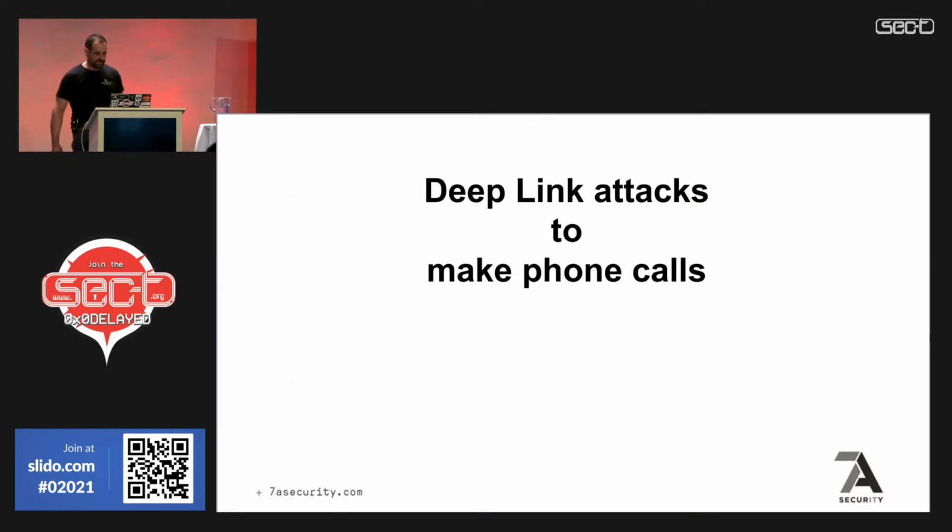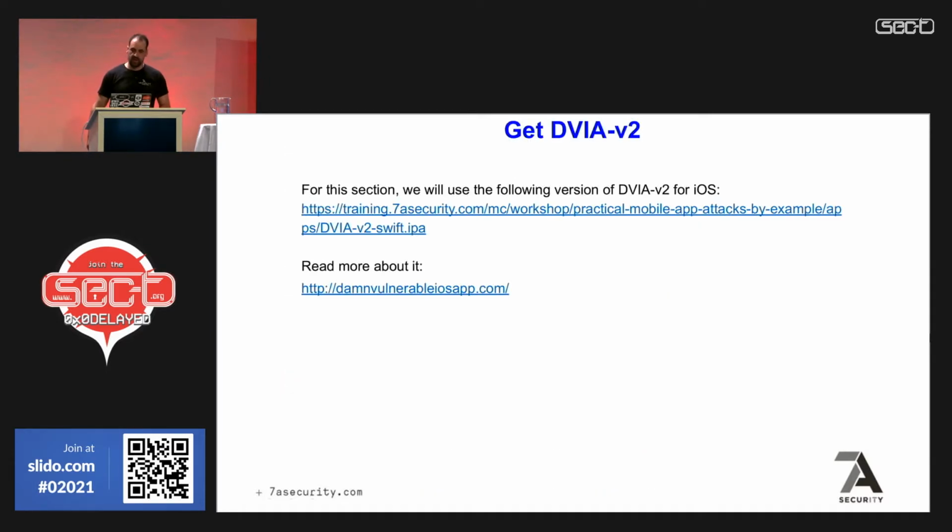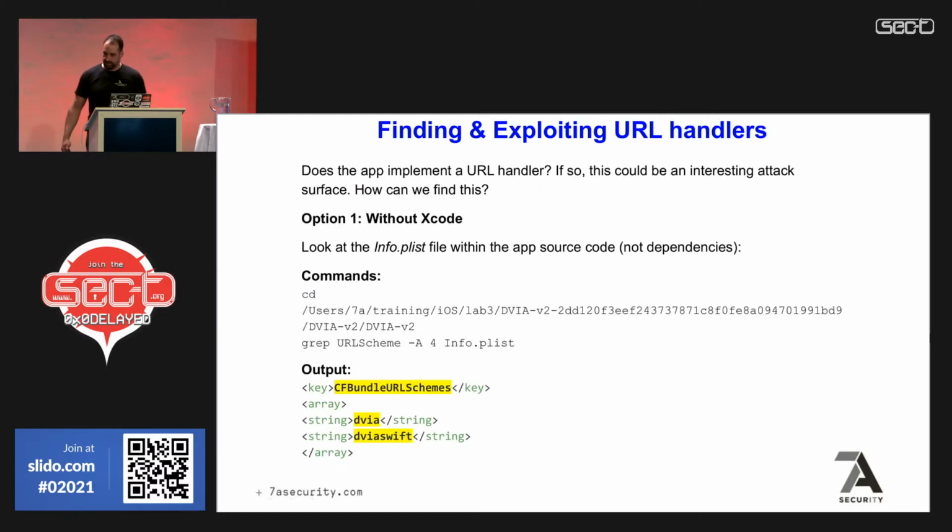So now let's see some deep link attacks to make phone calls. In this exercise, we will use the vulnerable insecure app, but this is also a problem that happens in real applications, right? But this is just for demonstration purposes as part of the workshop. So first in iOS, you look for URL schemes. In Android, we were looking at the Android manifest. In iOS, we look at the info plist, right? So this is kind of the equivalent.